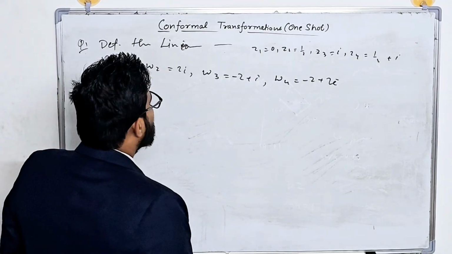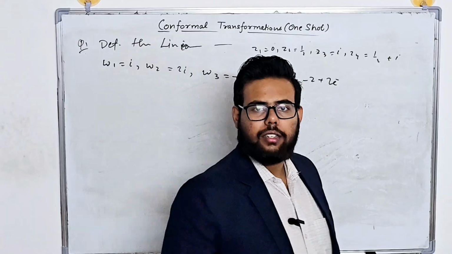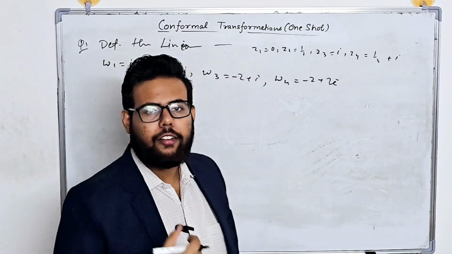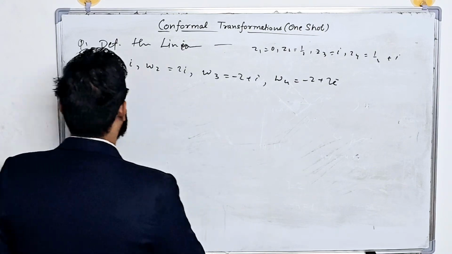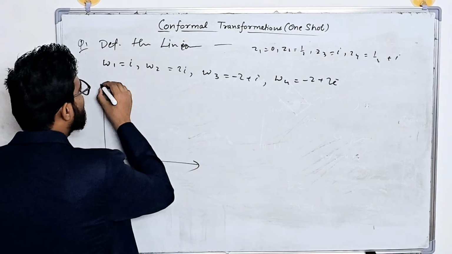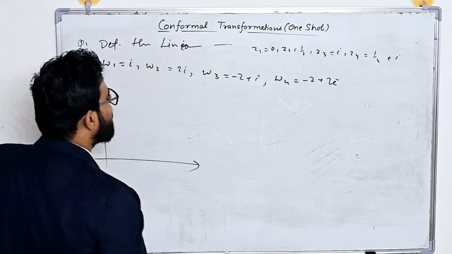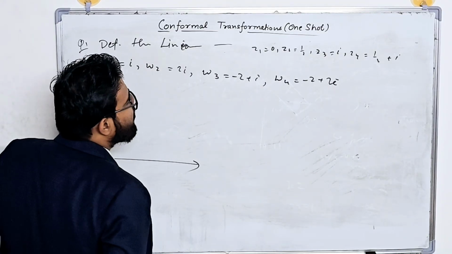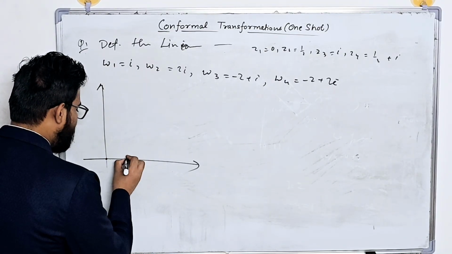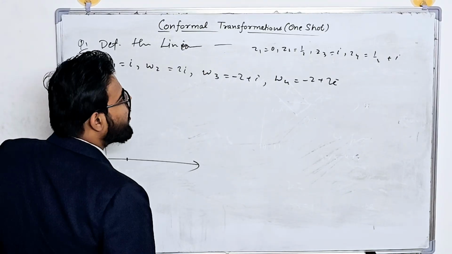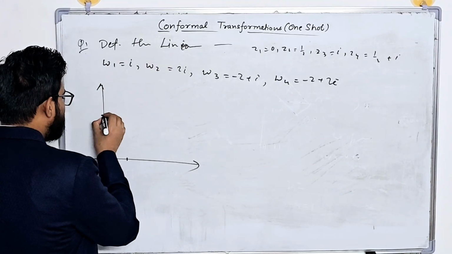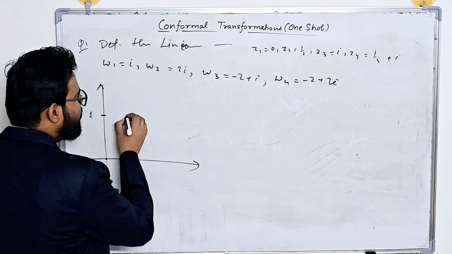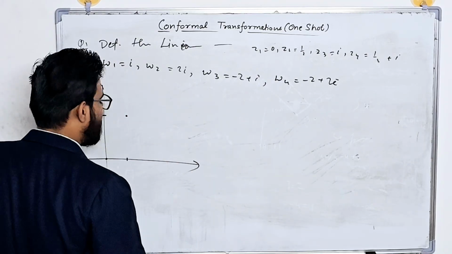So basically we have to determine the linear transformation in this case. So we are given a curve and we have to determine what linear transformation is bringing that image, right? So let's plot this first of all. z1 is equal to 0, that is 0 comma 0, that is this point, okay? And z2 is equal to 1 by 2, that is over here. And z3 is equal to i, that is over here, this is 1. And z4 is equal to 1 by 2 plus i, right? This one.